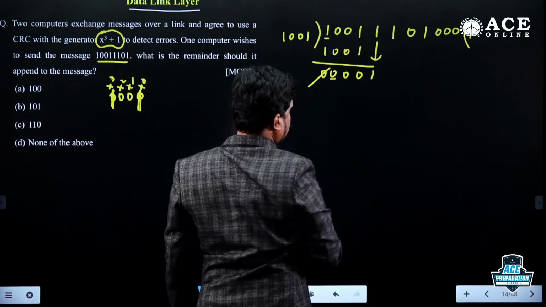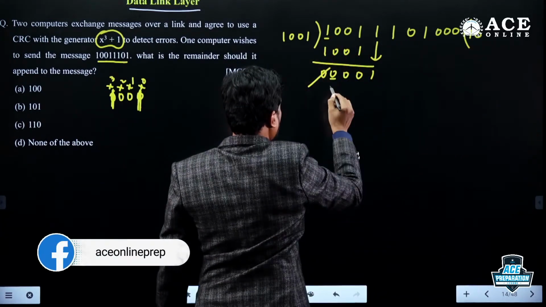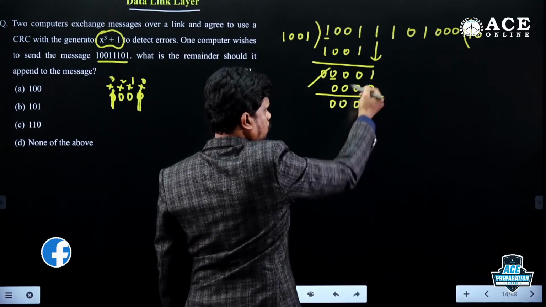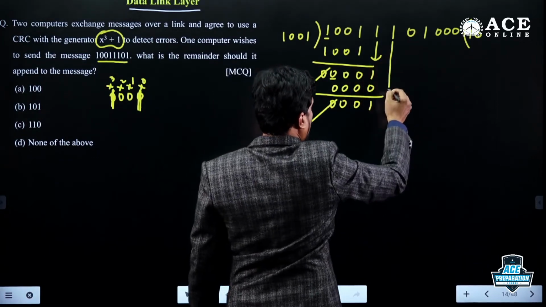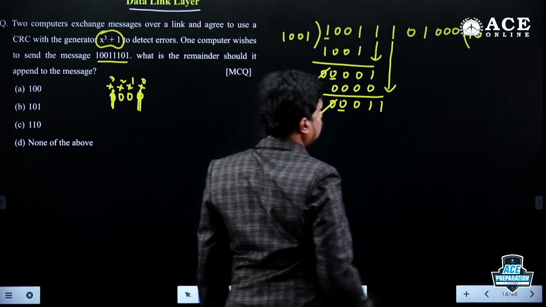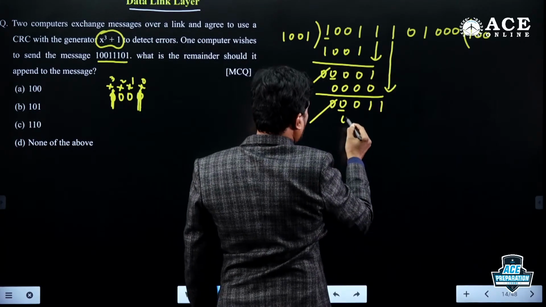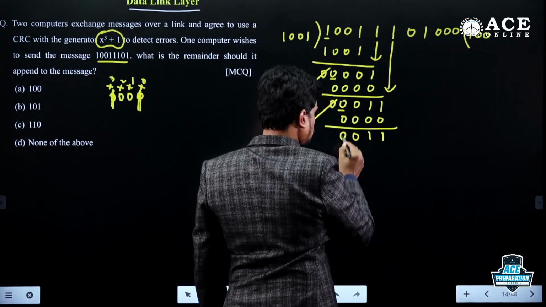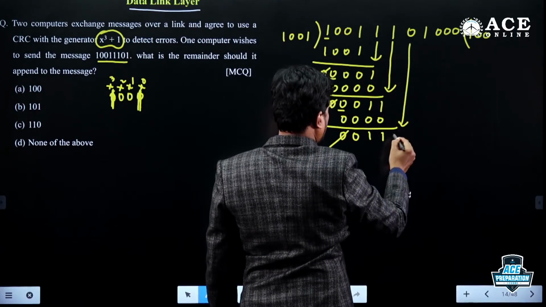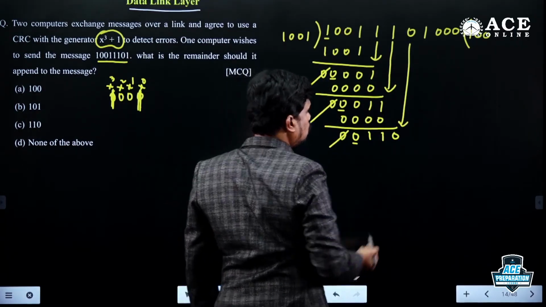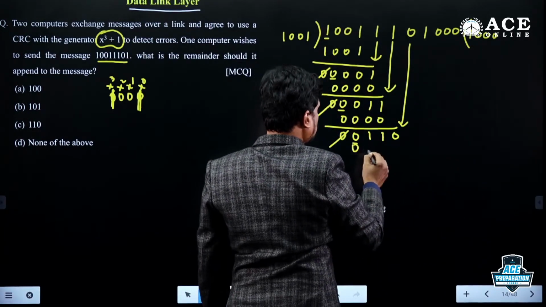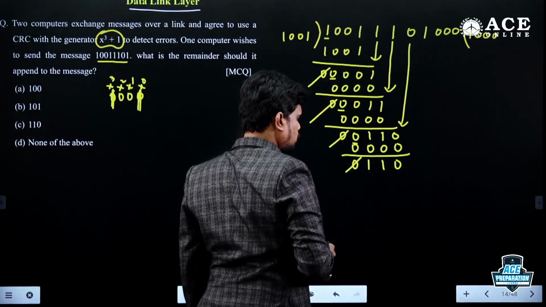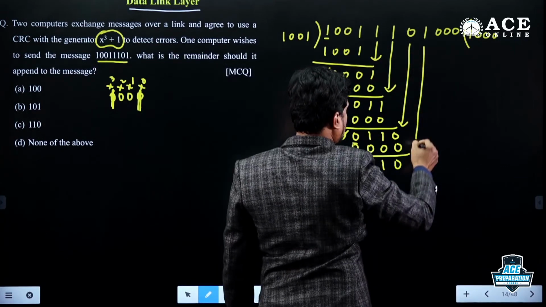Now what is my MSB bit? 0, so the quotient is 0. 0 into something, 0. This is 0, 0, 0, 1, XOR operation, right? Now this is neglected and this 1 we are adding here. My MSB bit is 0 again, so the quotient is 0. 0 into something, again 0. Then XOR operation 0, 0, 1, 1. So this 0 gets cancelled and this 0 we append here. Now MSB bit is 0, so the quotient is 0. 0 into something, 0. Then 0, 1, 1, 0. So this 0 gets cancelled after the XOR result. Then this 1 we can append here.